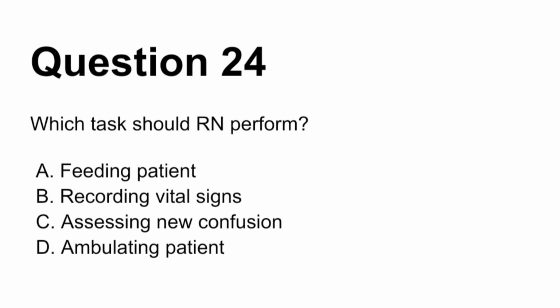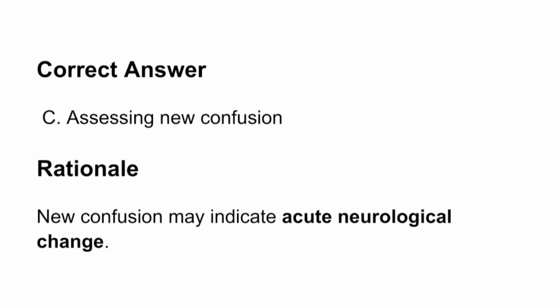Question 24. Which task should RN perform? A. Feeding patient. B. Recording vital signs. C. Assessing new confusion. D. Ambulating patient. Correct answer, C. Assessing new confusion. Rationale: new confusion may indicate acute neurological change.